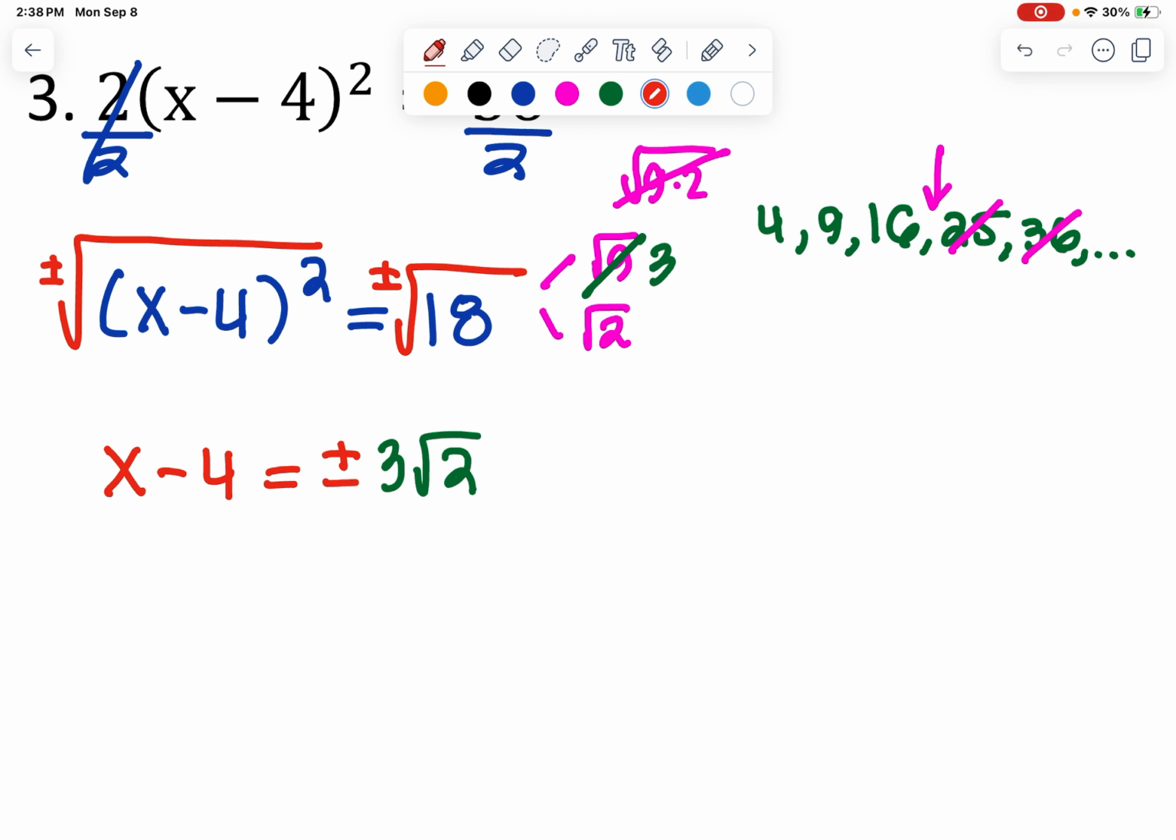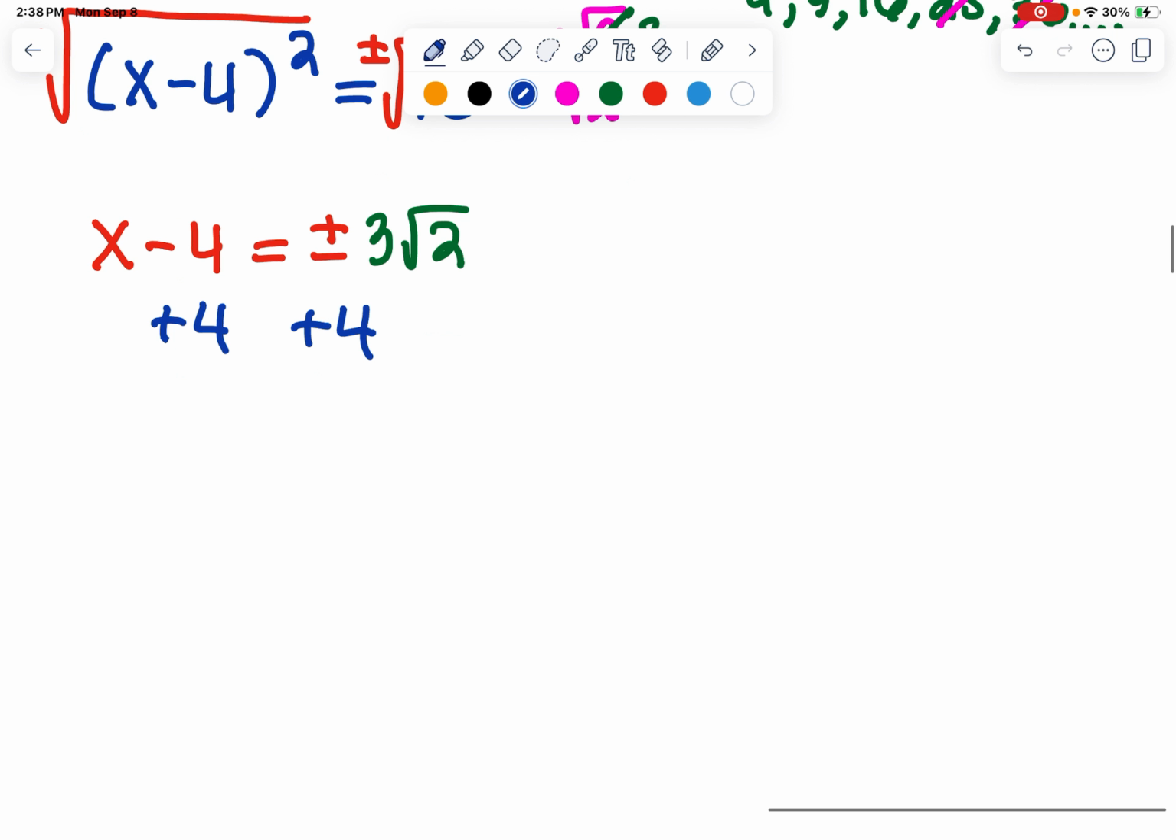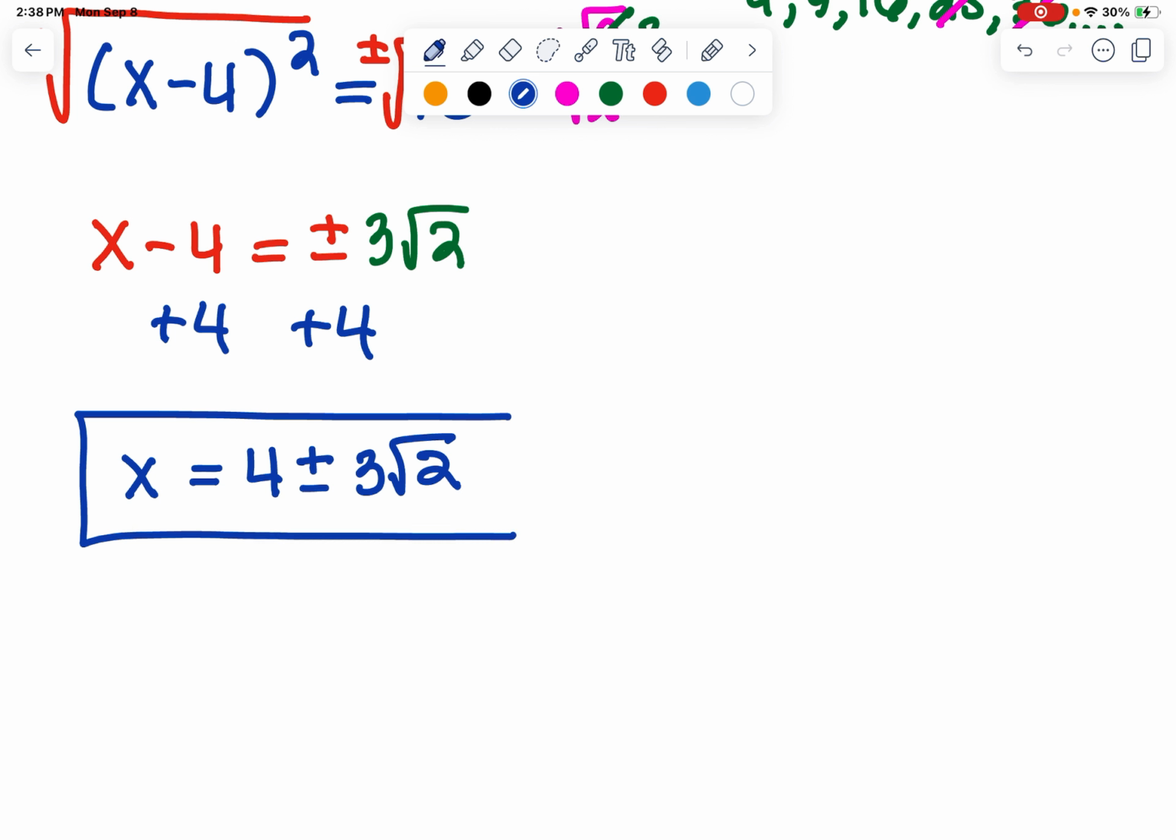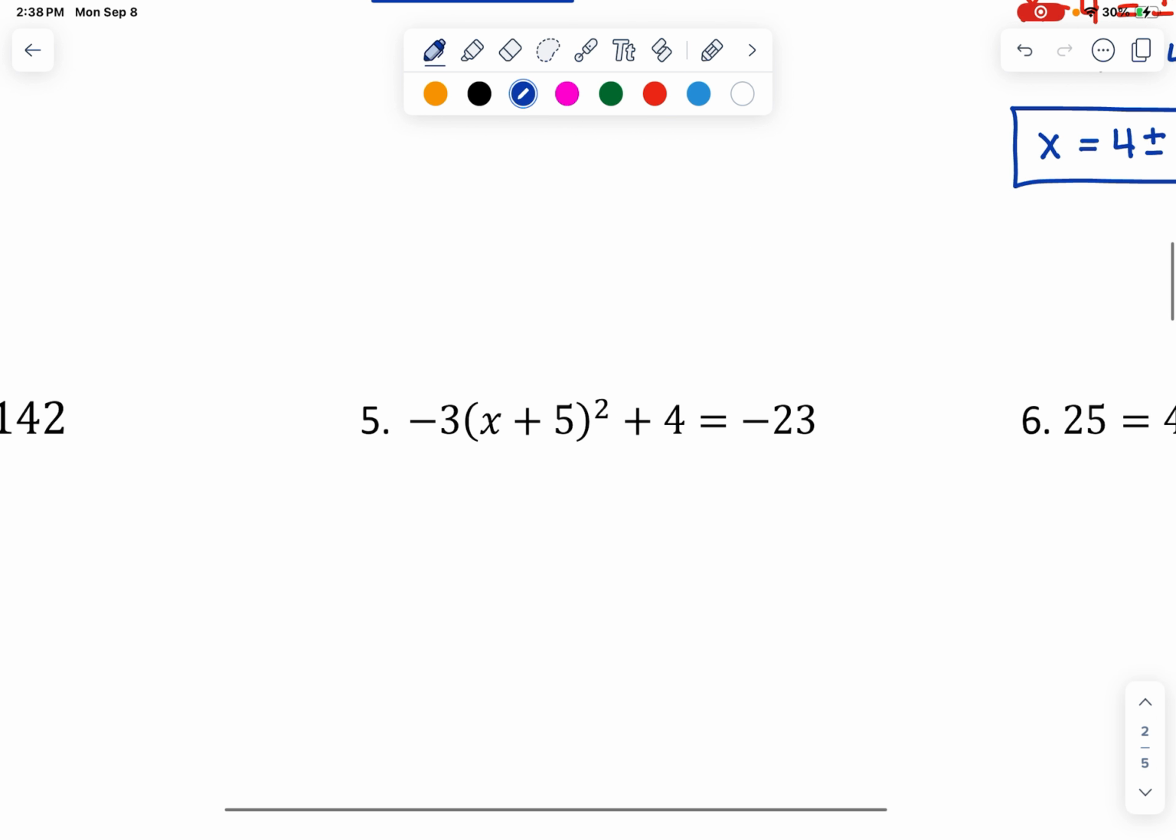And now I can get x by itself by adding 4 to both sides. Once again, these are not like terms, so they cannot be combined. So you're going to write it as x equals 4 plus 3 root 2 and 4 minus 3 root 2, but I'm going to write it as plus or minus. Please don't try to combine 4 plus 3 or 4 minus 3. You cannot do that. That's a 3 times root 2. It's stuck to that root 2. It's multiplication. You can't separate it.